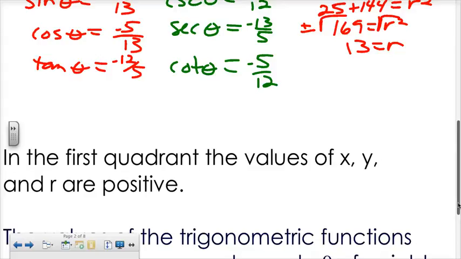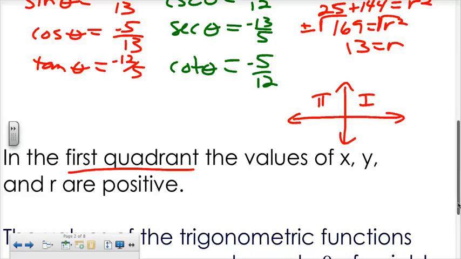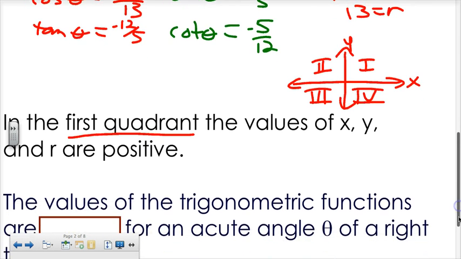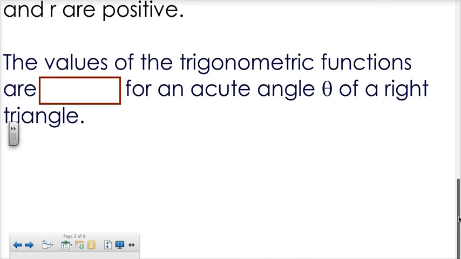In the first quadrant, the values of x, y, and r are positive. So keep in mind, this is a European model, therefore those quadrants go counterclockwise as you look at our Cartesian coordinate plane. Then, the values of the trigonometric functions are positive for an acute angle theta of a right triangle. So those are going to be positive values that we're looking for in the first quadrant.